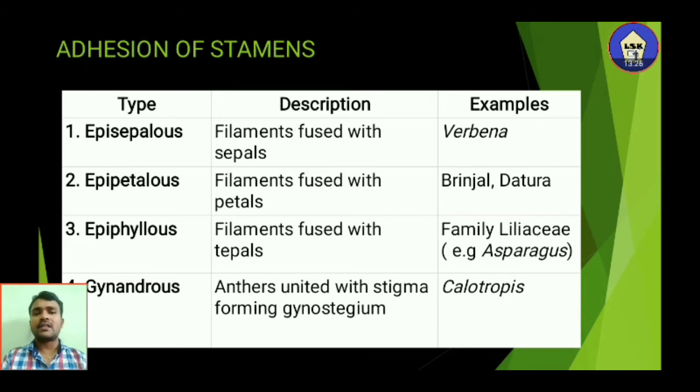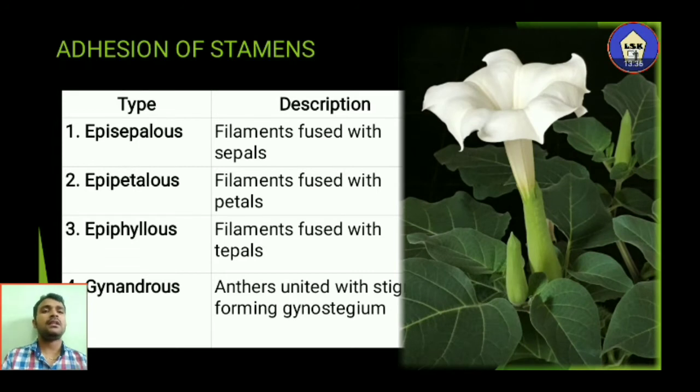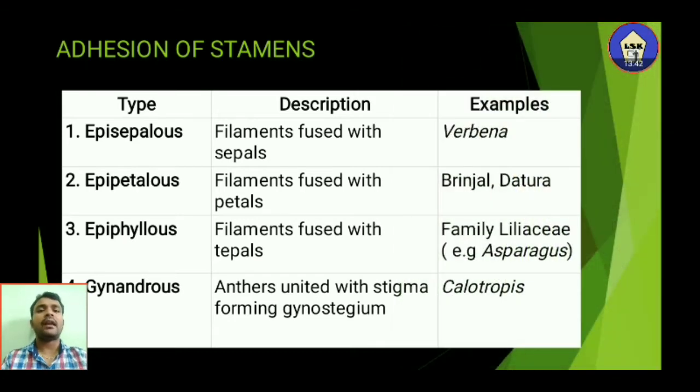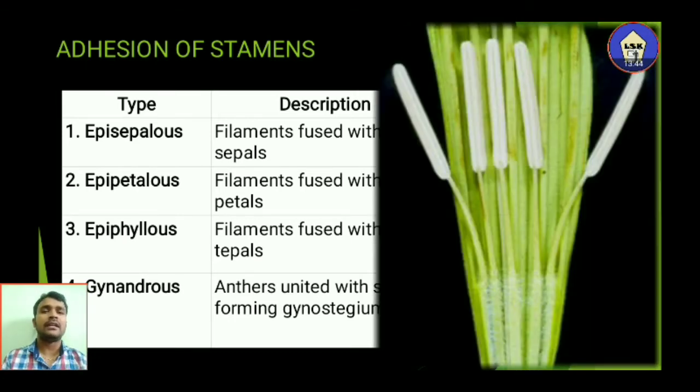So epipetalous is where the filaments are fused with the petals, and the most common examples are brinjal as well as Datura. Here the photograph of Datura is given. This is a Datura flower, and if you take a longitudinal section of the flower or the petal, you can see the attachment of the filaments to the petals very clearly. So this is the epipetalous condition.